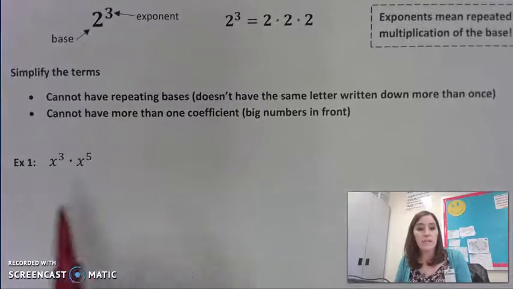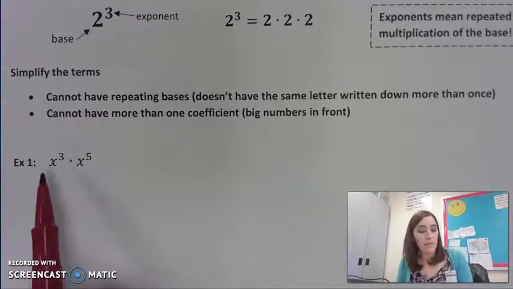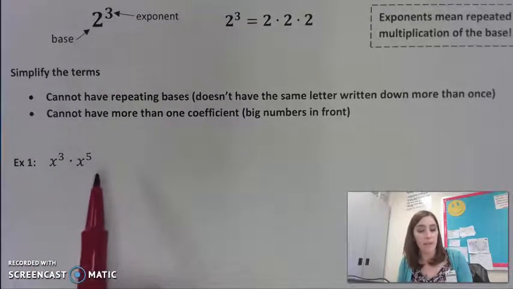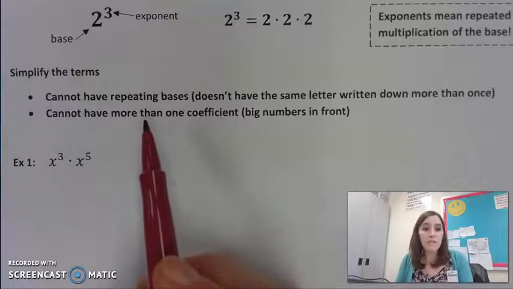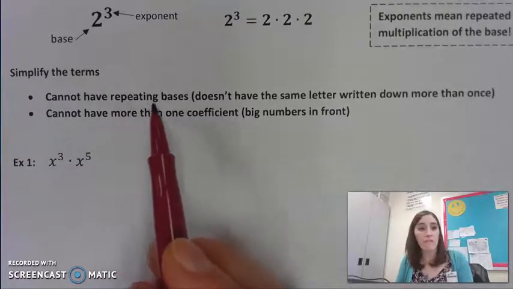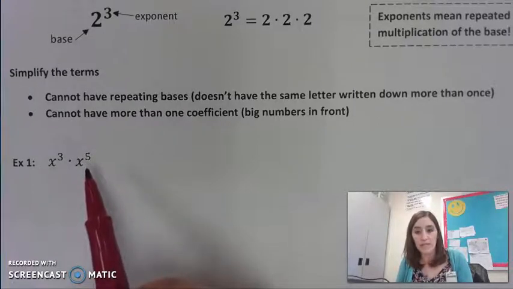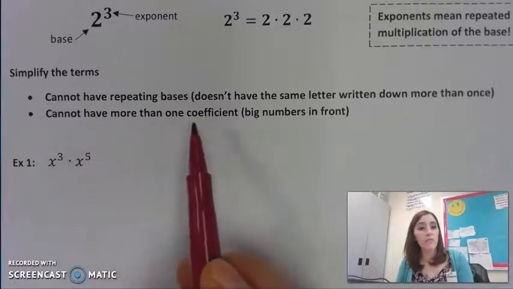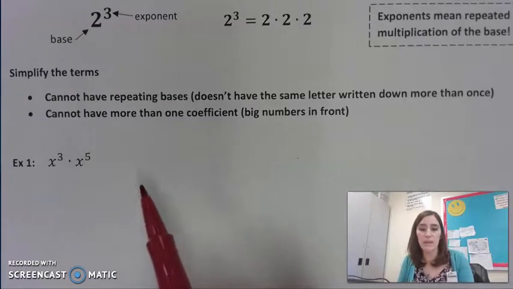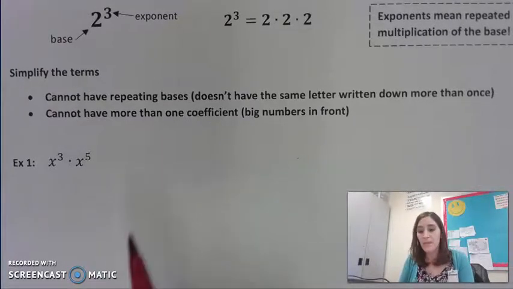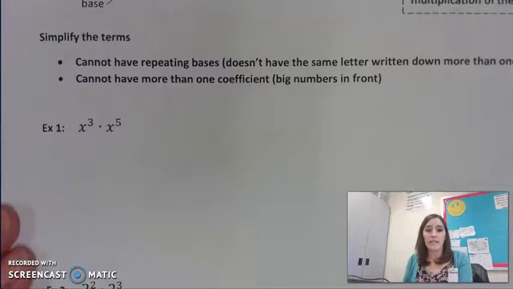Now today we're going to be given problems that look like this, like example number 1, and we are going to have to simplify them. Now these problems are considered simplified when they don't have repeating bases, which means you can't see the same letter written down more than once. And you also can't have more than one coefficient. We're talking about those big numbers that are in the front of the problems. So let's go ahead and break down example number 1.